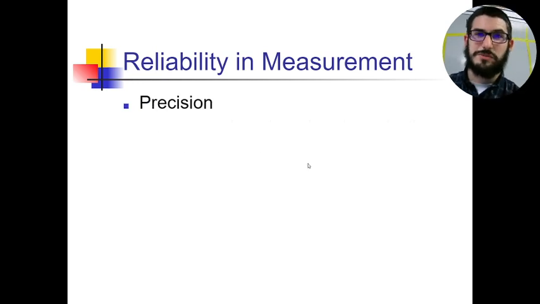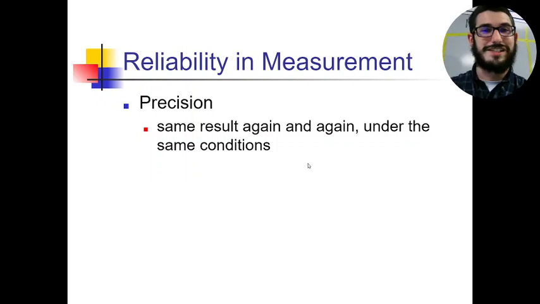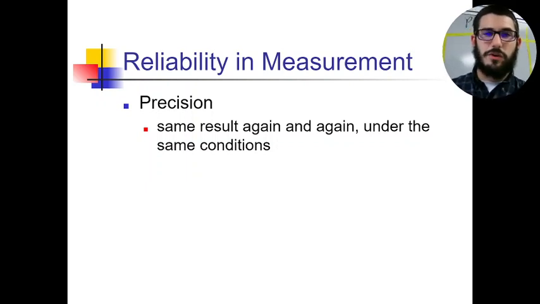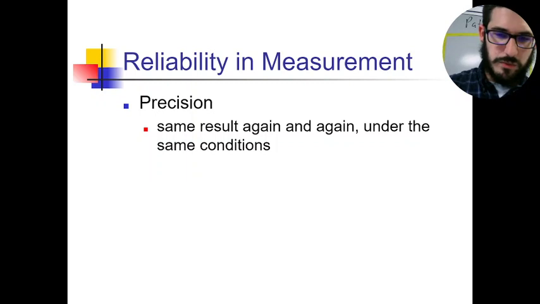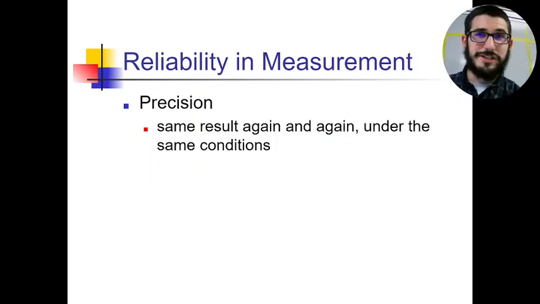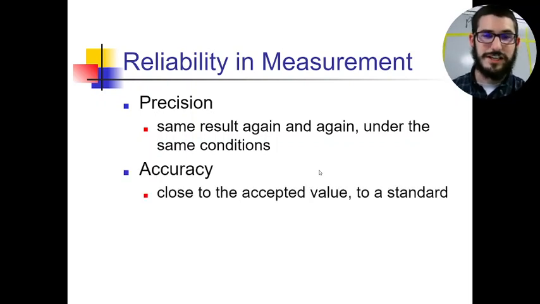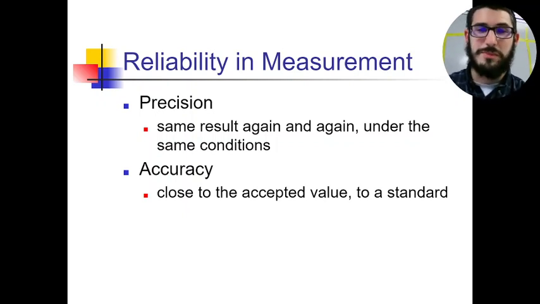So reliability in measurement, we want to make sure that things are precise. Precision means that you can consistently get the same result over and over and over again. So the values that you get, the measurements you get, are close to each other. And accuracy is being able to get close to the accepted value or the standard. So if your average of all of your measurements are really close to the accepted value, then that's going to be an accurate measurement. It doesn't necessarily matter so much for accuracy whether or not they're close to each other.